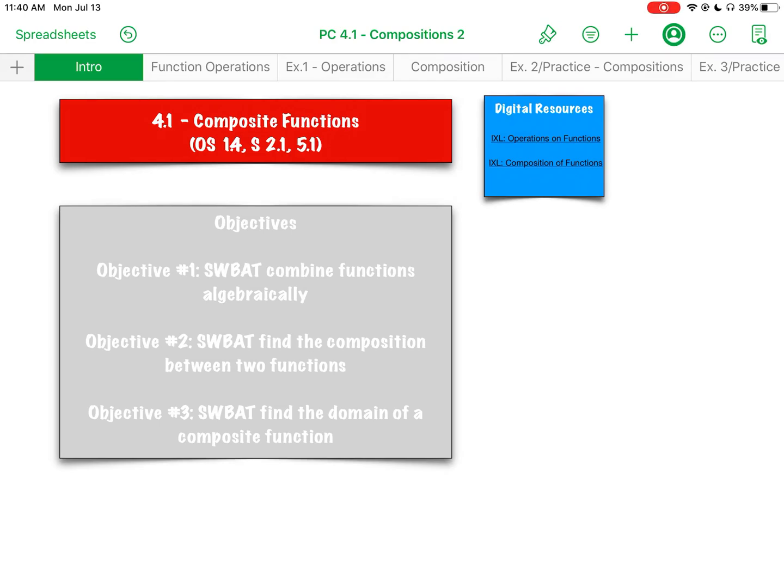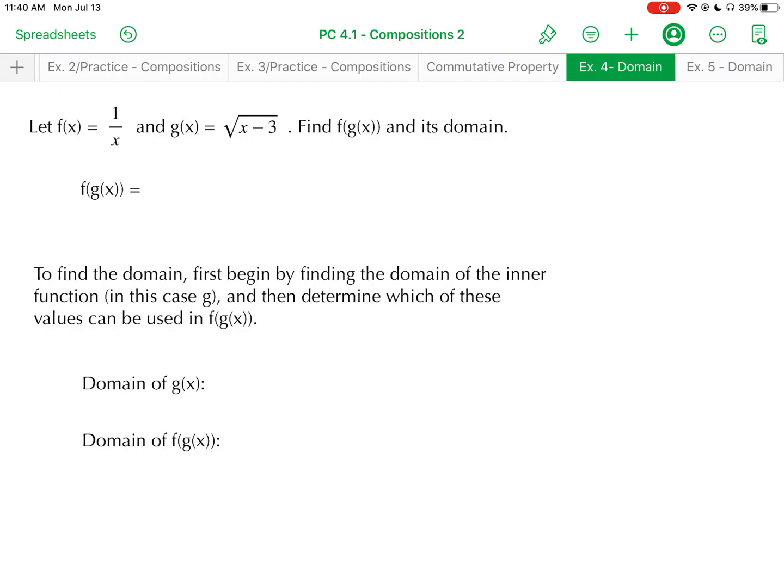All right, in this video, we're covering objective number 3 for section 4.1, which is being able to find the domain of a composite function. Let's scroll over to example 4 here. Here we have a function f of x that is rational, and g of x, a square root function. We want to find f of g of x as well as its domain.